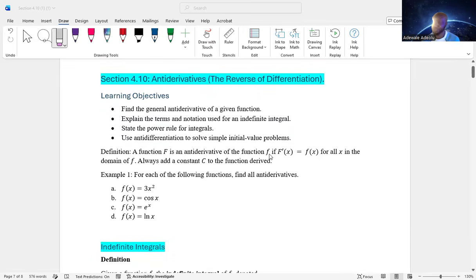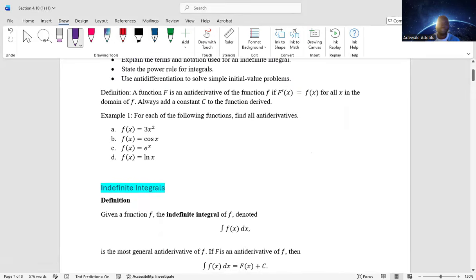This time around, we want to be looking at the concept of antiderivatives, which we can also refer to as the reverse of differentiation. So, from the word anti, that is the reverse, that is undoing derivatives. Okay, so let us look at some basic definition.